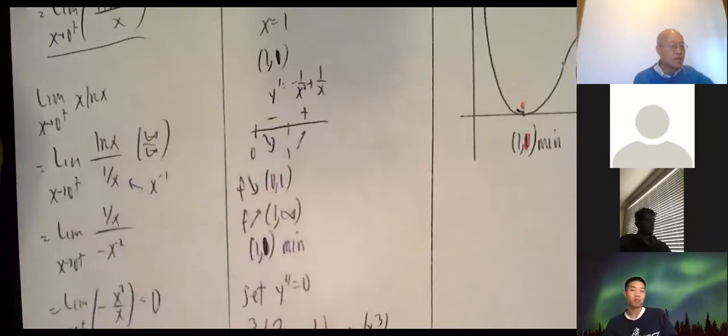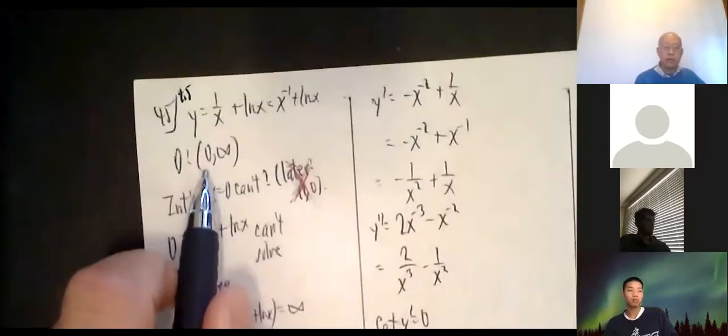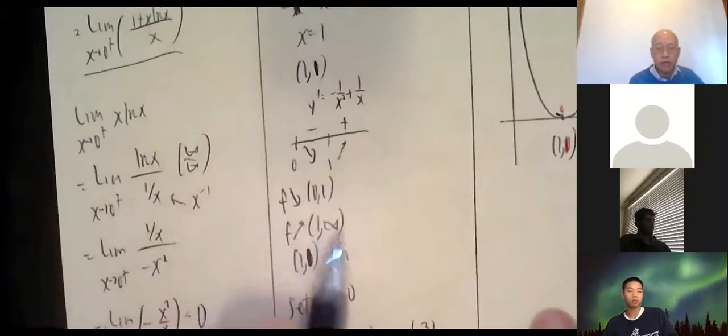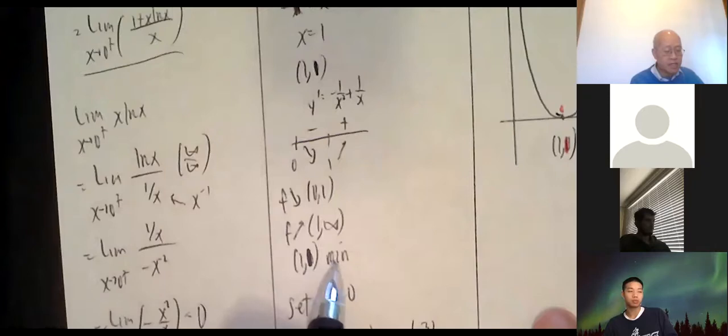I can't say negative infinity. That's not in my domain. Domain's only from 0 to infinity. And then increasing from 1 to infinity. So 1, 1 is a minimum. In fact, it's an absolute minimum.